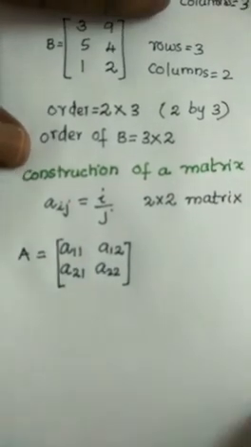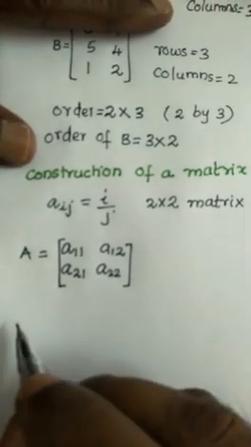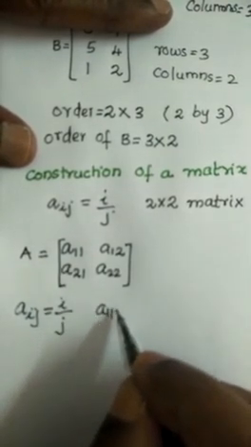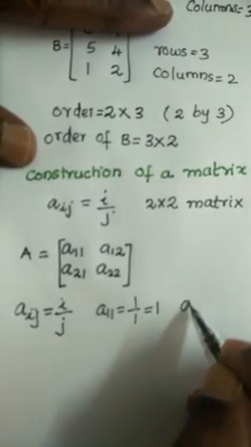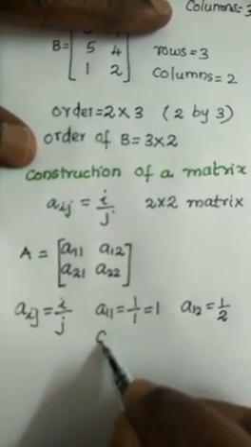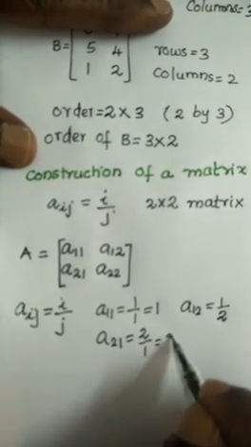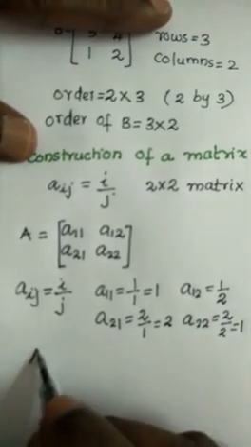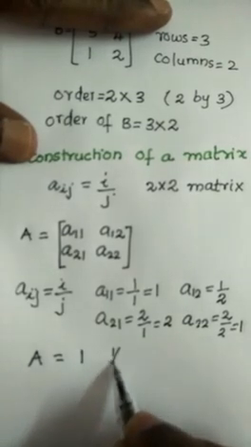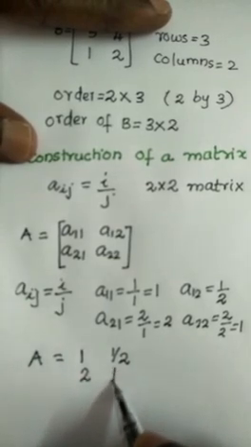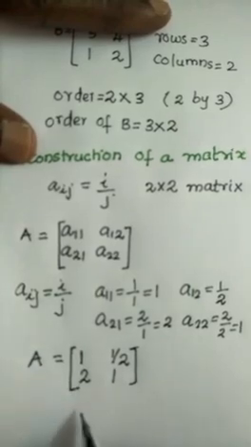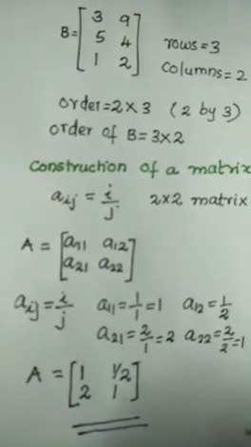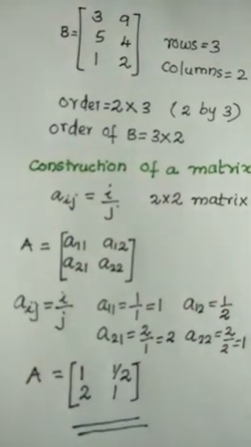Okay. So we will find A11, A12, A21 and A22. What is Aij? Aij is equal to i by j. So A11 means 1 by 1, which is equal to 1. A12 means 1 by 2. A21 means 2 by 1, which is equal to 2. And A22 is 2 by 2, which equals 1. Therefore, A equals A11 is 1, A12 is half, A21 is 2, and A22 is 1. This is the construction, this is the concept. By giving the rule Aij equal to i by j, we constructed a 2x2 matrix like this. Okay, thank you.